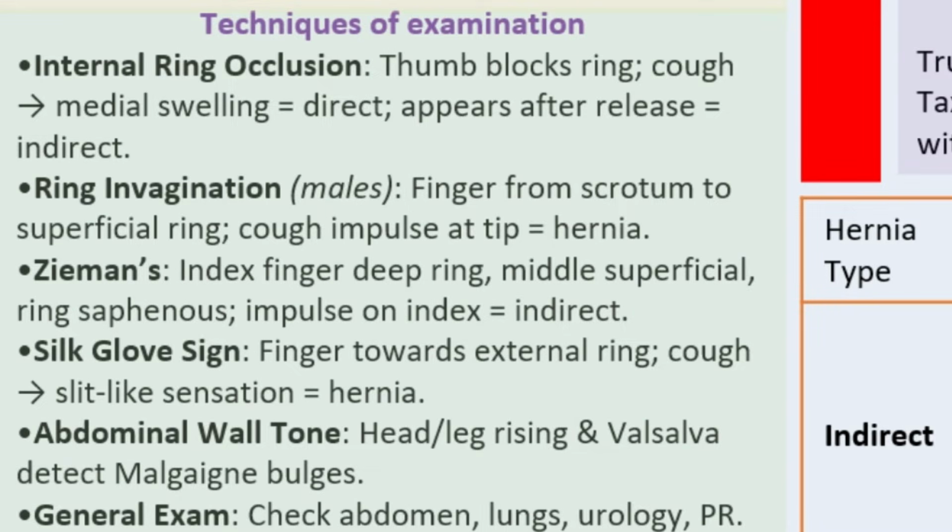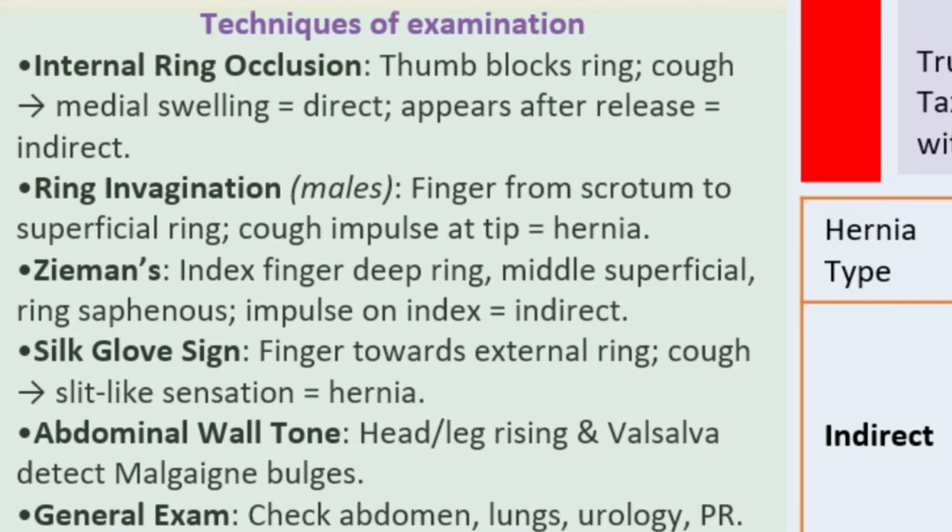And if you see a swelling, and the swelling is medial to your thumb, that is most likely a direct hernia. If you only see a swelling when you release the internal ring, then you're sure that is an indirect hernia. We have the ring invagination, where a finger is pushed through the scrotum towards the superficial ring, and the patient has to cough, and you feel the impulse at the fingertip.